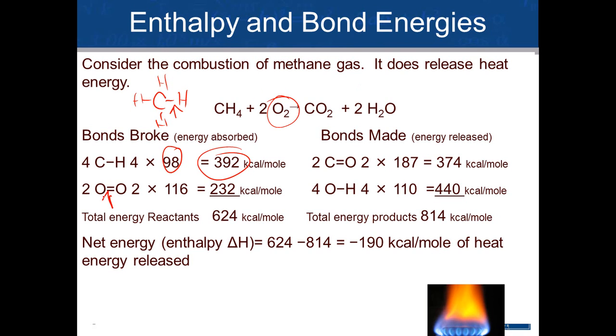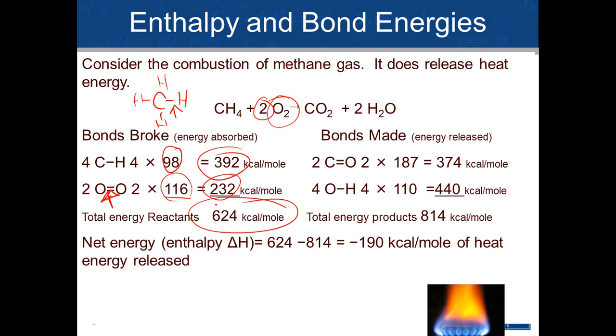We also know that in order to burn the methane, we're going to need oxygen. And that oxygen has a double bond, and for a balanced equation, we're going to need 2 of those. So breaking that double bond is 116 kilocalories per mole. 2 of them gives us 232 kilocalories of energy being absorbed to break those bonds. Now, if you add that up, it tells us that in order to break those bonds during this chemical reaction, it's going to require 624 kilocalories per mole.